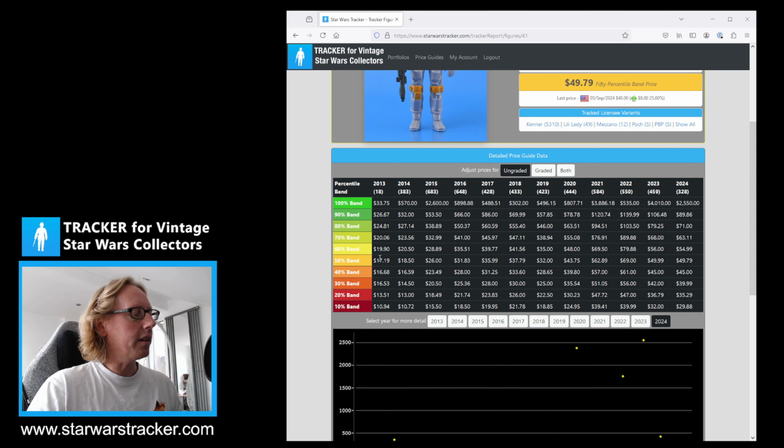Likewise, I like looking at the 50% band table and just seeing how much that jumps when you're looking at a reasonably average figure, nothing too special, but you don't want a beta. Back when my stats began in 2013, you could expect to spend around the $17 mark to get something fairly nice and decent, but that's jumped up to $50 today. So more than doubling in price just to get the same kind of condition example.